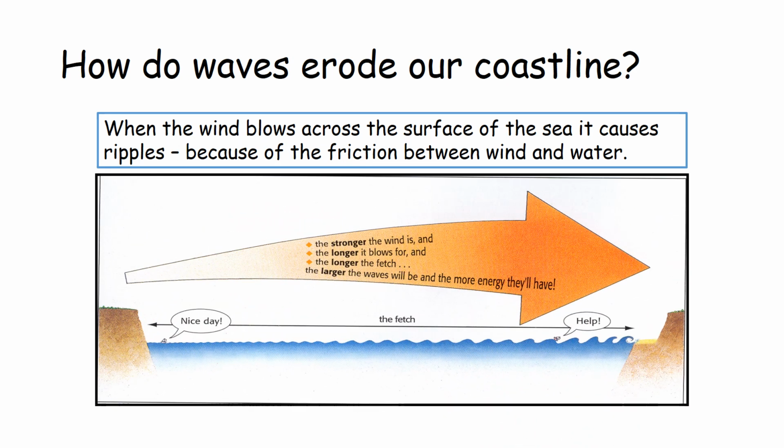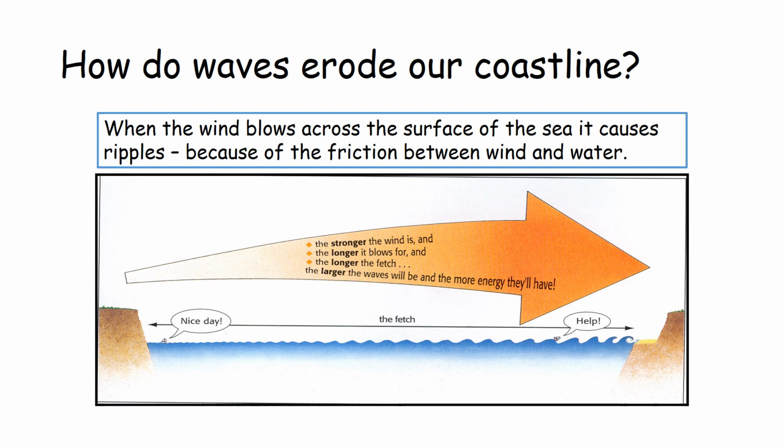So, waves provide the force that shapes our coastline. Waves are created by friction between wind and the surface of the sea. Stronger winds make bigger waves. Large waves also need time and space in which to develop. So large waves need the wind to blow for a long time over a large surface area of water. The distance over which a wave has developed is known as fetch. So the largest waves need strong winds and a long fetch.